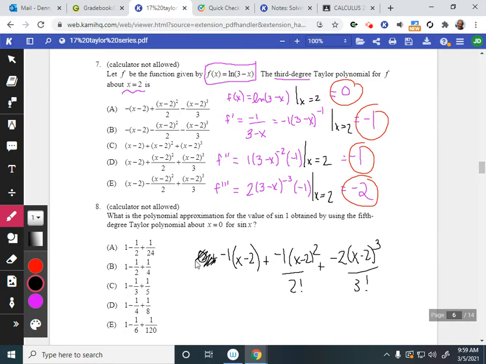So let's see how this reduces. So we're going to start out with negative. So I know I'm either choice A or B. My next term is negative 1/2, so it's got to be this. And let's just double check that this reduces, because this is 3 times 2 times 1. This reduces to 1/3. So yep, we are choice B.